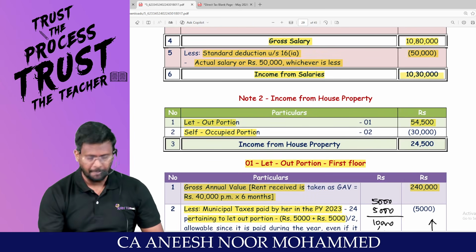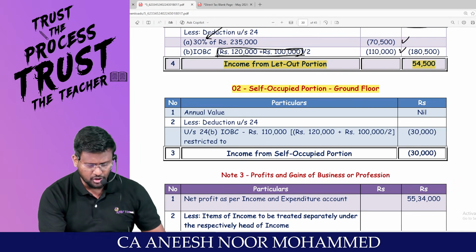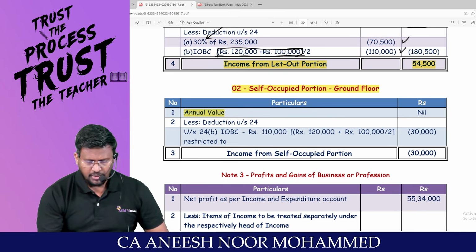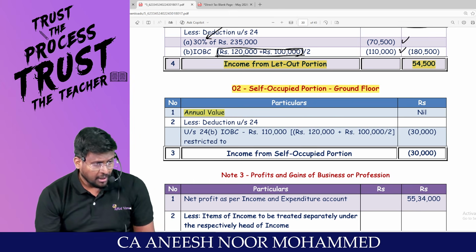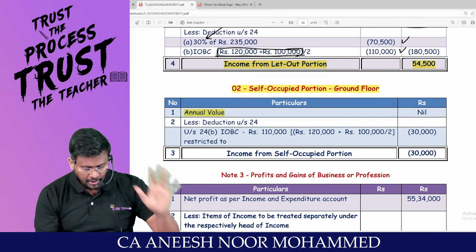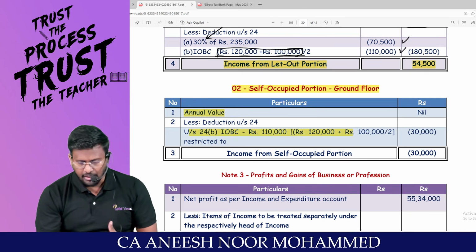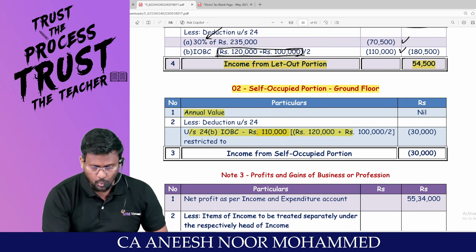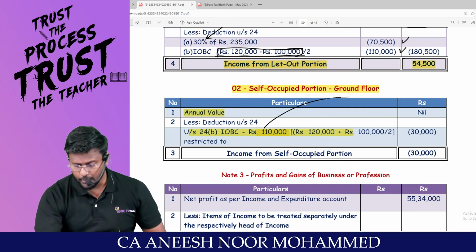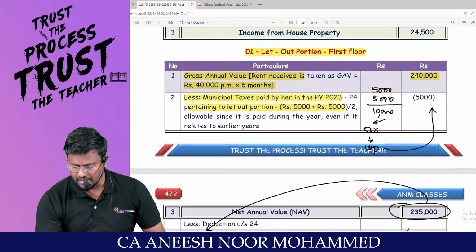Happily accepting. Coming to the self-occupied portion, remaining 50%, GAV nil, less LT bar MT not applicable, NAV nil. Sir, hence there is no question of 30% at all. Is she going to travel through the optional tax regime? Then IOBC can be claimed. Am I right? IOBC can be claimed, which is 1,10,000. But since this is not for construction, not for acquisition, this will be restricted to 30,000. So loss from self-occupied property is 30,000.